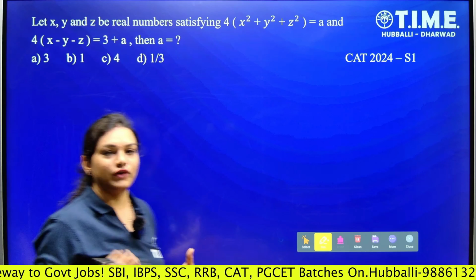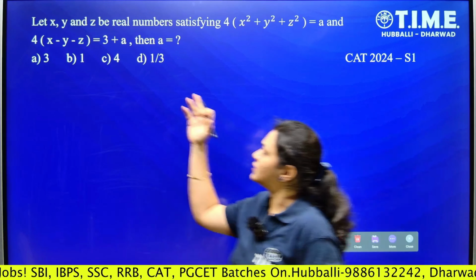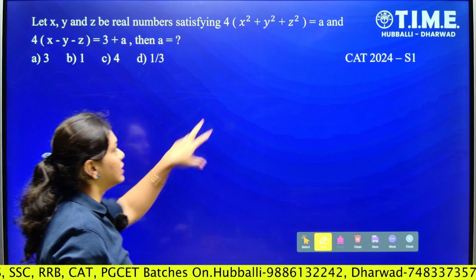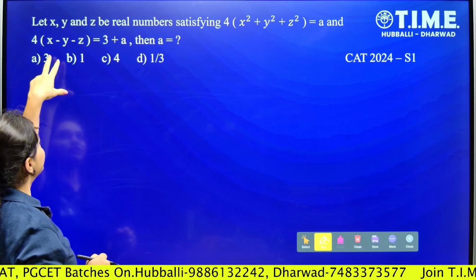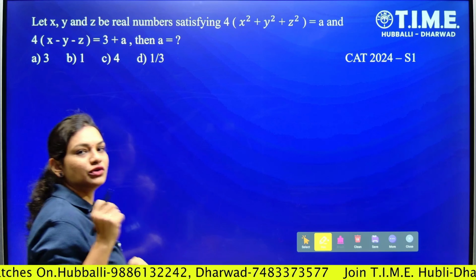Let's simplify this one question. So just try to understand what the question is given. Let x, y and z be real numbers satisfying the entire equation, and this equation is equated to a, and 4 times of x minus y minus z is equal to 3 plus a, then we have to find the value of a, right?